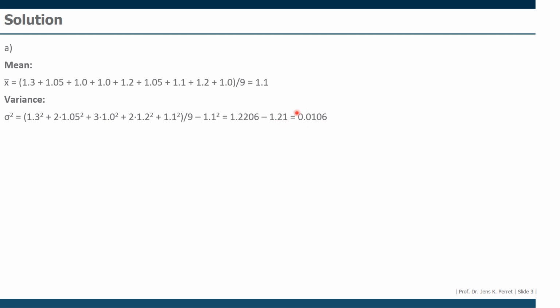So in total I get for the variance 0.0106. This value needs to be positive or 0 because the variance is either 0 or a positive value. It can never be negative. So that's the first part. And from the variance, I can simply take the square root, giving me the standard deviation. So the square root of 0.0106 gives me a standard deviation of 0.103.